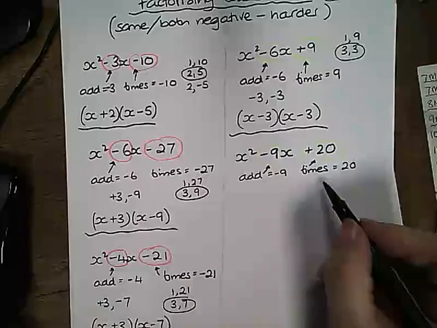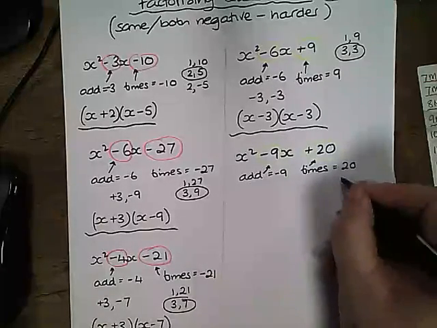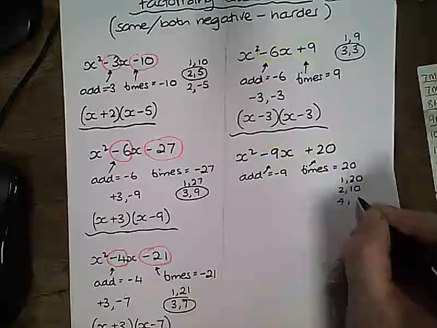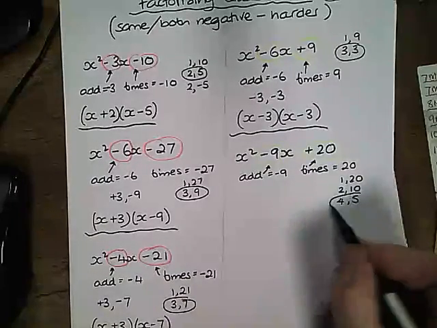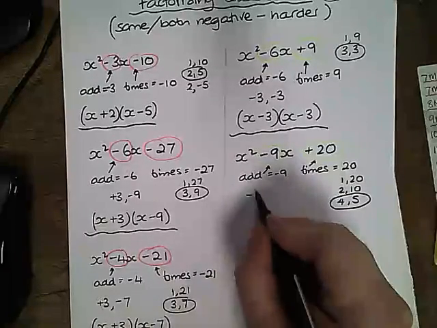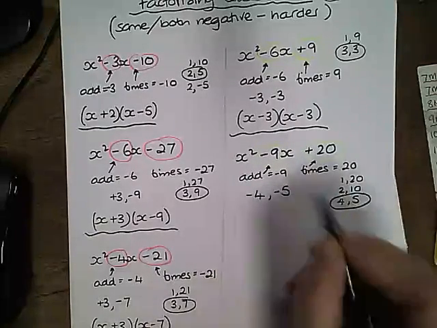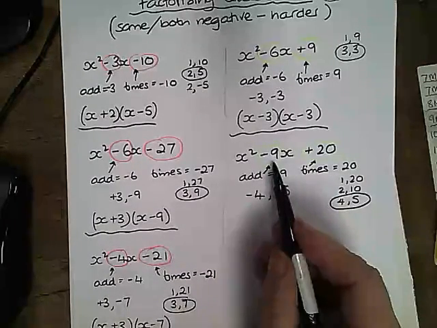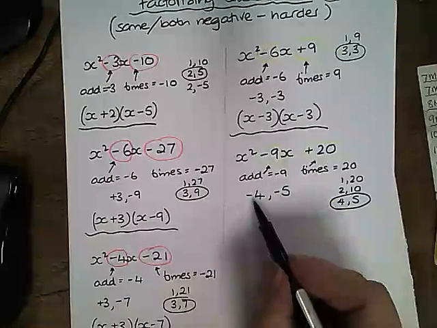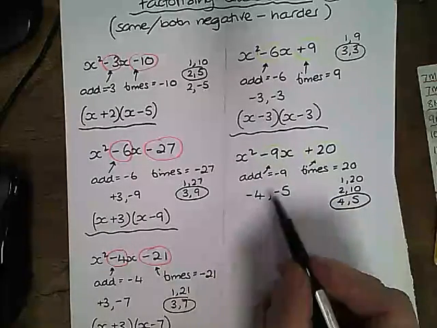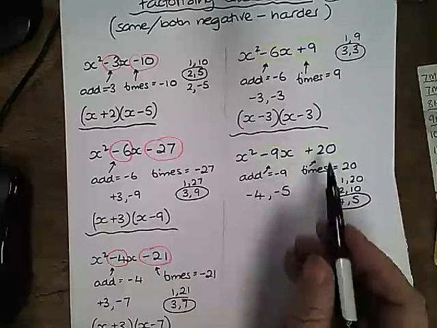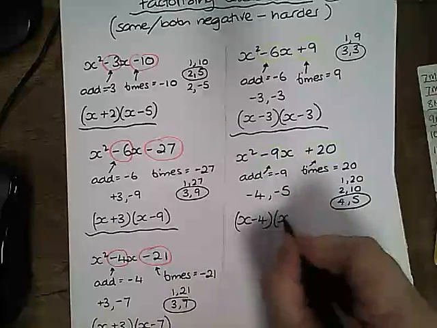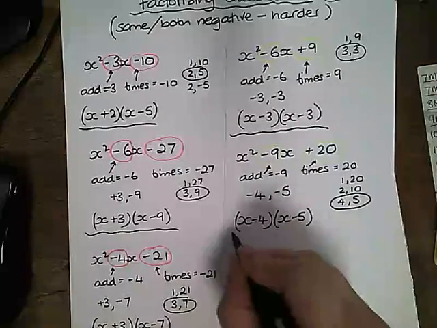So we look at the factor pairs for 20. So 1 and 20, 2 and 10, 4 and 5. I'm going to choose 4 and 5 because if I make them both negative, negative 4 and negative 5, when I add those together, minus 4 add minus 5 is minus 9. When I times them together, minus 4 times minus 5, minus times a minus is a plus, 4 times 5 is 20. So my factorisation is x minus 4, x minus 5.